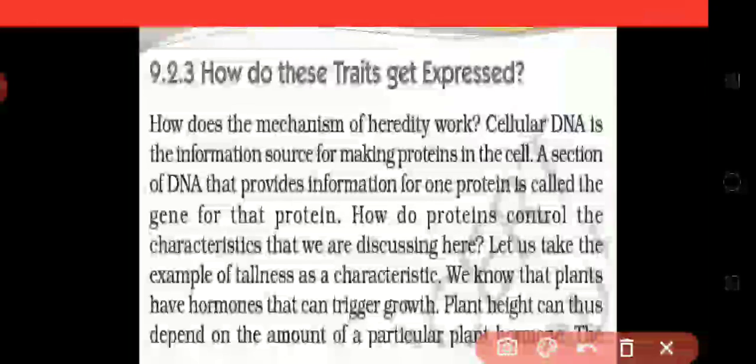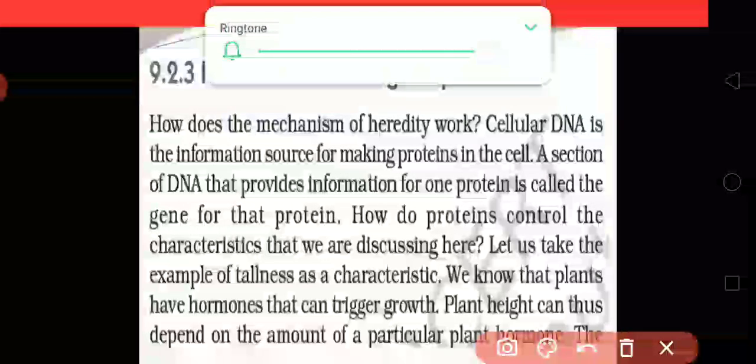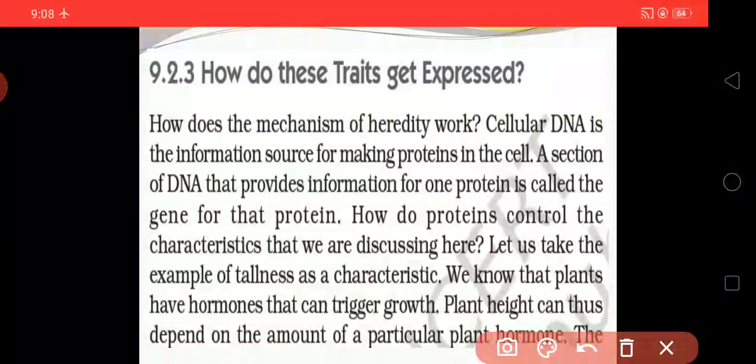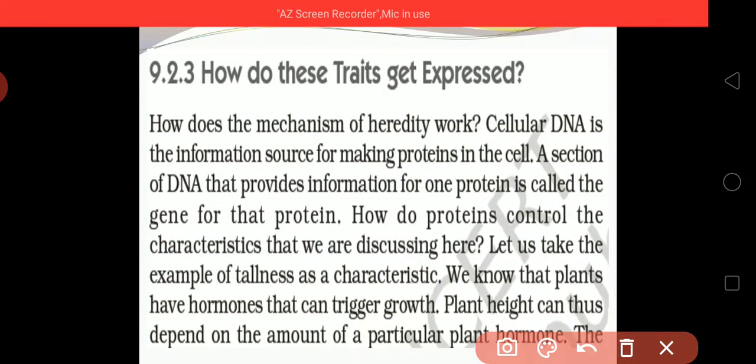How do these traits get expressed? How does the mechanism of heredity work? Cellular DNA is the information source for making a protein in the cell. That is one of the informative agents.